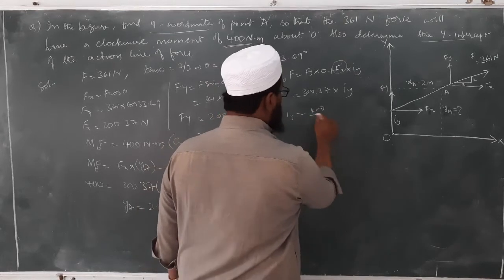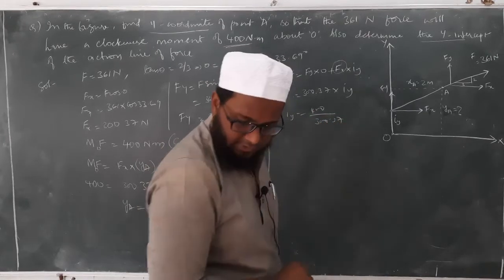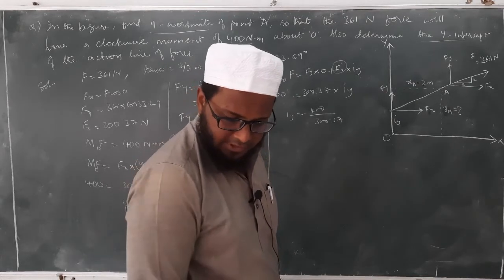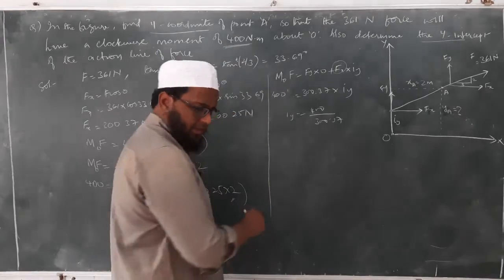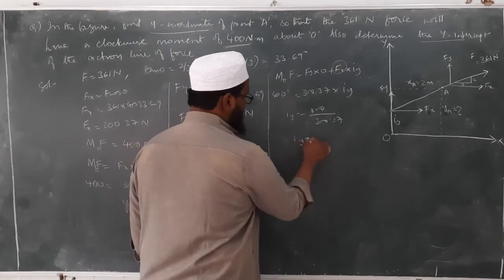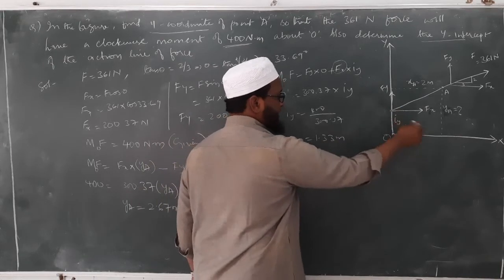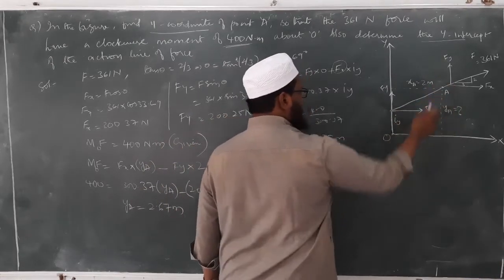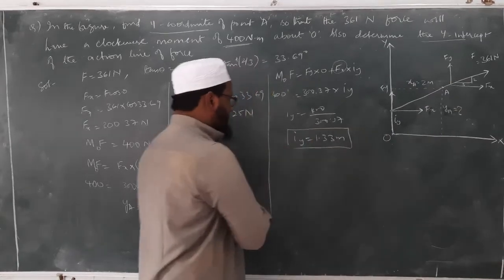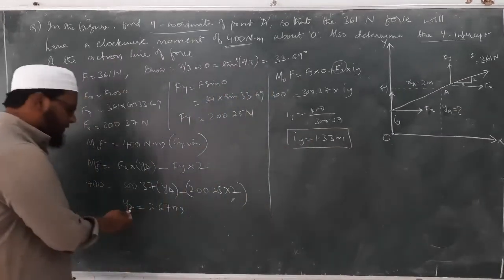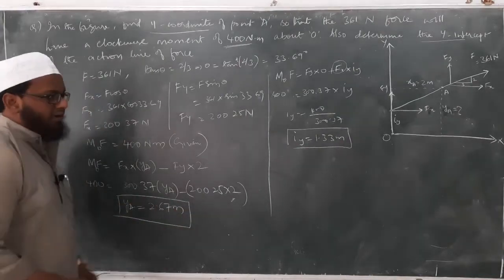400 divided by 300.37. What is the value you will get now for that? So Iy is equal to 1.33 meters. So this distance is 1.33 and this entire distance is 2.67 meters. So Iy, this is your y-intercept, whereas this is the y-coordinate. This is y-coordinate and this is y-intercept.